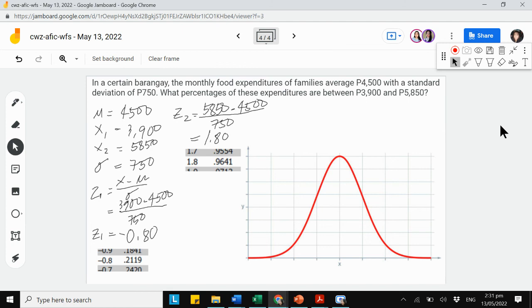Okay? So this is total area now. Dito na lang natin sa taas. Okay, so this is 0.2119 minus 0.9641. Okay? So what's the answer for this one, guys?